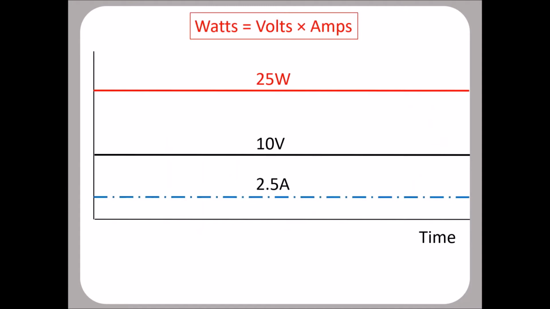But let's look at the graph showing what's going on here. The current is constant, 2.5 amps. The voltage is constant, 10 volts. The power, which is the volts times the amps, is therefore 25 watts, I do beg your pardon. And it's constant, it doesn't vary at all. So the power generated inside the lamp is absolutely invariant with time.